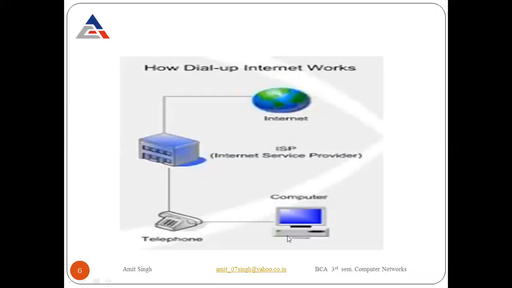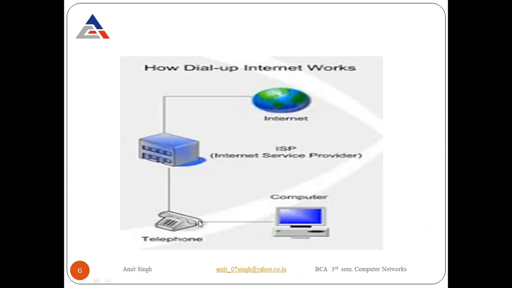Now, this is how the telephone network works, how dial-up internet works. Then you have landline phones in your home and you have the network connection. Now, look at the diagram. Let's start the diagram from the computer. A computer is here, which means you have a computer in your home. Now the telephone is there. Telephone means a wire that is connected with your telephone or the modem, and connected with your computer, from which we can access the internet.